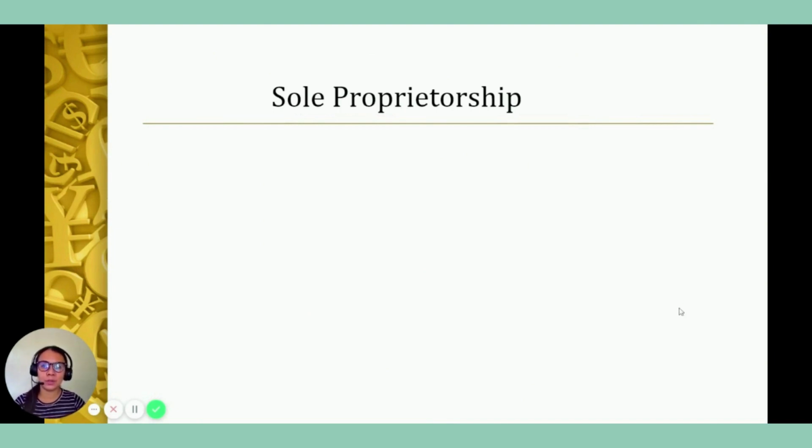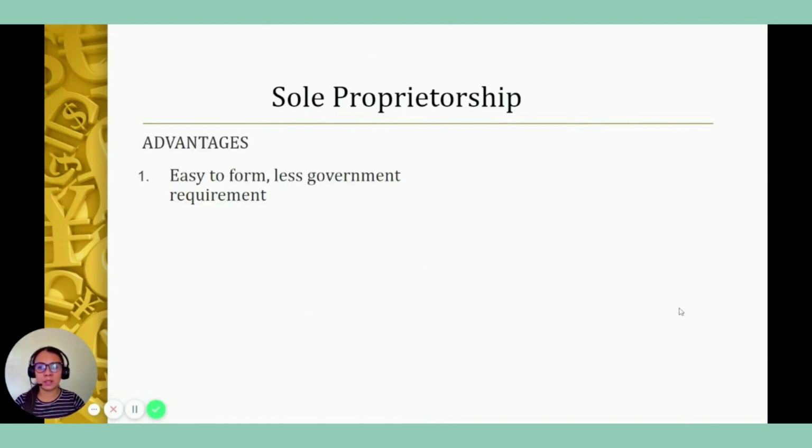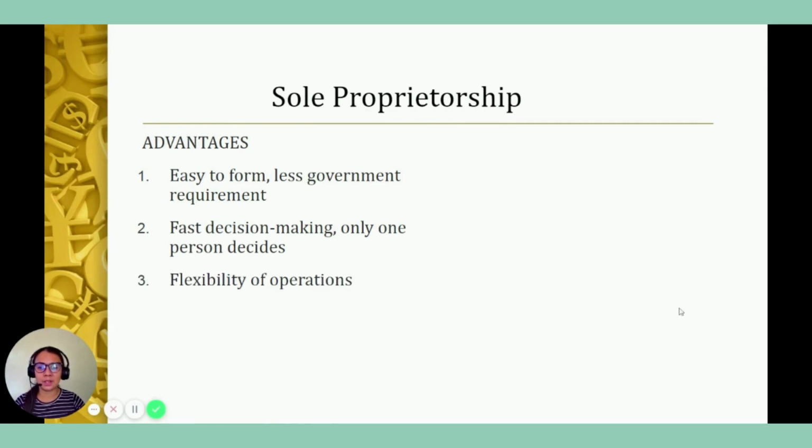In summary, for a sole proprietorship, the advantages would be it is easy to form and there is less government requirement. There is fast decision making since there's only one person making the decision in the business. There's flexibility of operations because it depends on what the sole proprietor wants. It is also suited to small businesses.